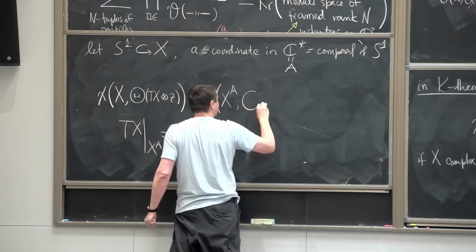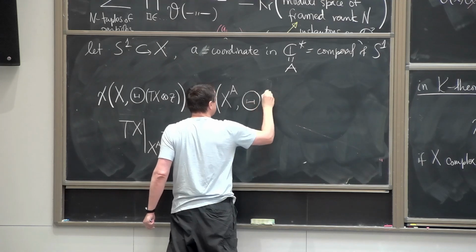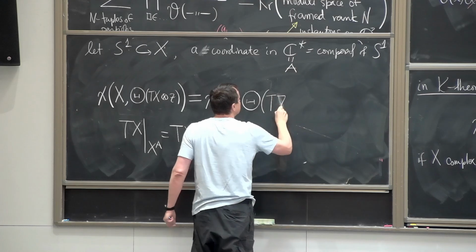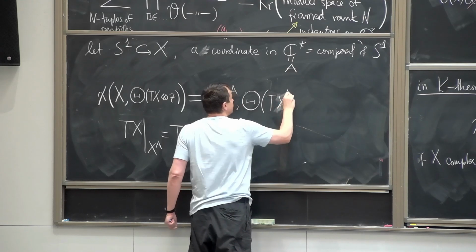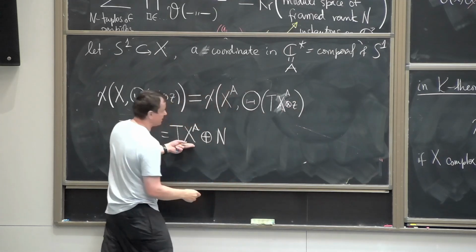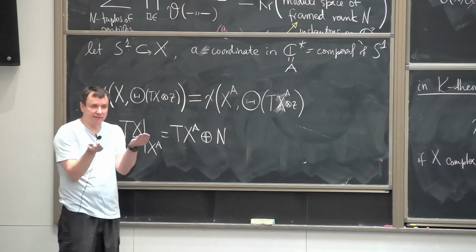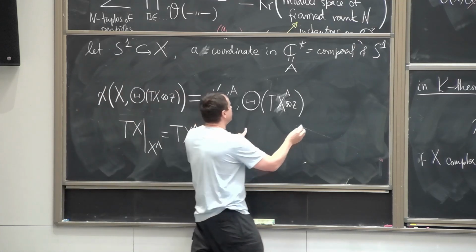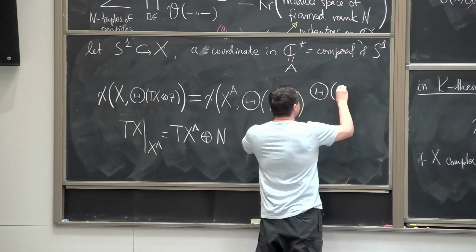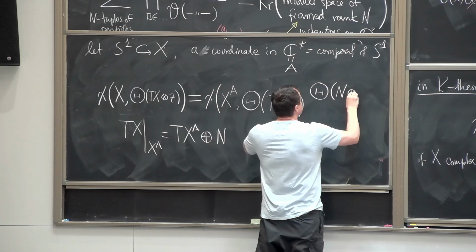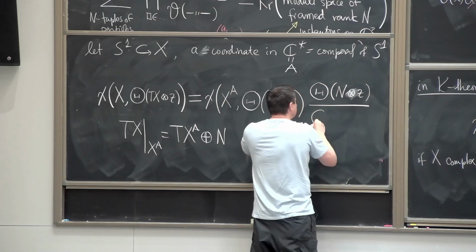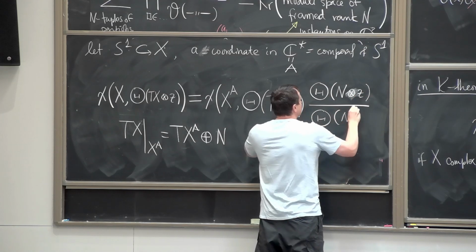So this is theta. What's it going to be? Theta of the tangent bundle of the fixed locus, and Z. And then this would be the part corresponding to it. If we add bundles, then theta is multiplied. Right? So then there will be theta of the normal bundle, Z times Z. And then by localization, we have to divide by the theta of the normal.